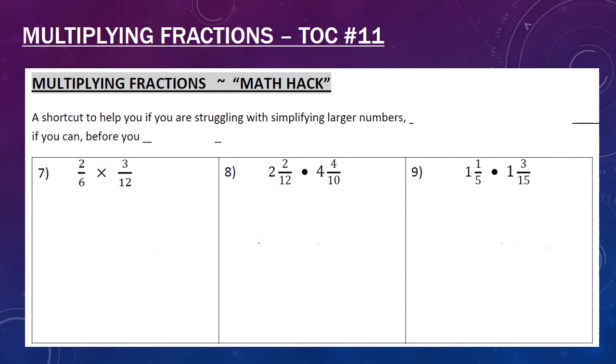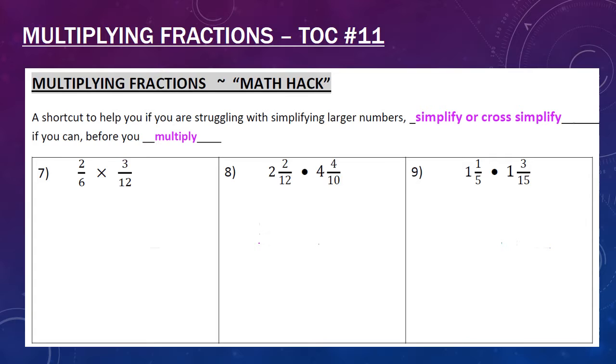All right, last little bit that I'm going to show you is a math hack. I've shown you the basics of how to multiply fractions, and now I'm going to show you a shortcut. Now, this may be confusing for some of you, and if it is, don't worry, you don't have to use this. It's just a shortcut. So the shortcut is that before you get those big, huge numbers when you multiply, you're going to simplify or cross-simplify before you multiply. Let me show you what I mean.